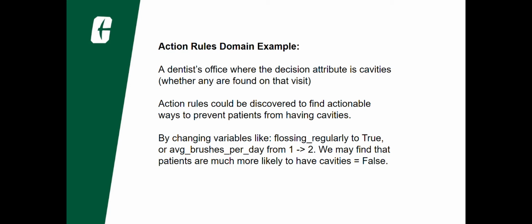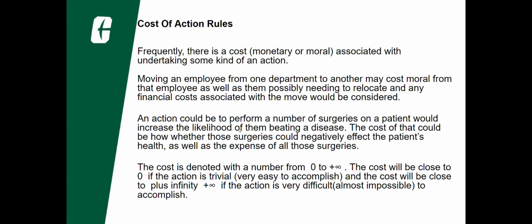So variables like changing flossing regularly to true, or average brushes per day, changing that from 1 to 2. Those are things that might cause our decision attribute to go from cavities equals true to cavities equals false. So thinking of ways that a business can essentially change some other variables to affect the decision attribute is basically how they can be used in business.